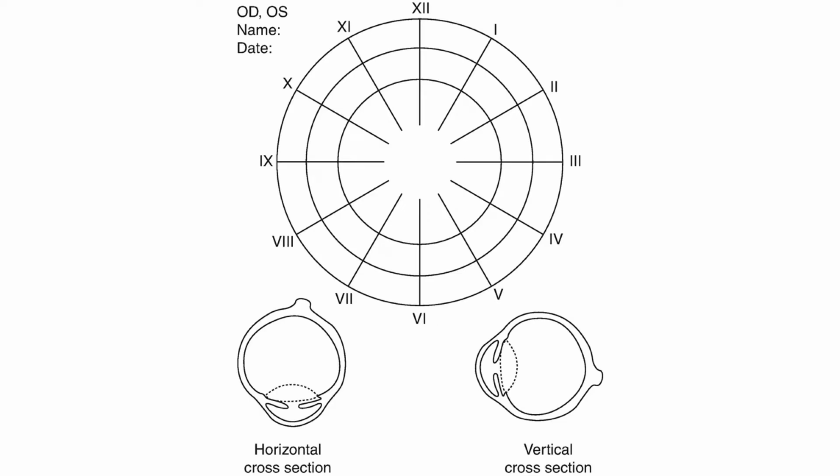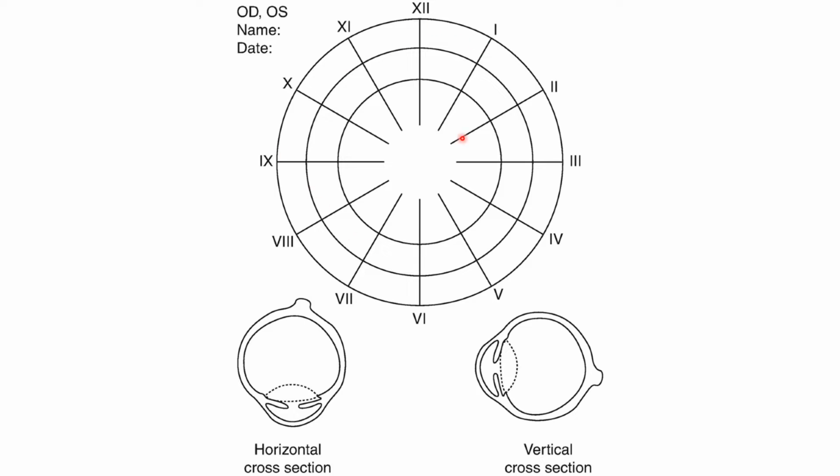So before embarking on this teaching session, I would like all of you to get familiarized with this standard diagram which is used to note down the pictorial depiction of a retinal detachment. This is a diagram which can be used for both eyes, either the right eye or the left eye, and you are supposed to note down the name and the date when this was noted.